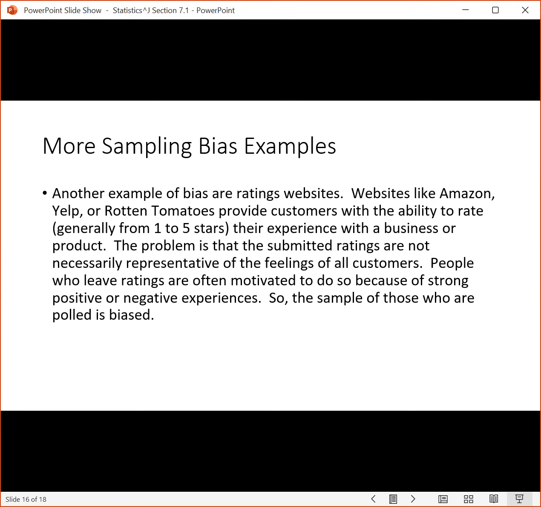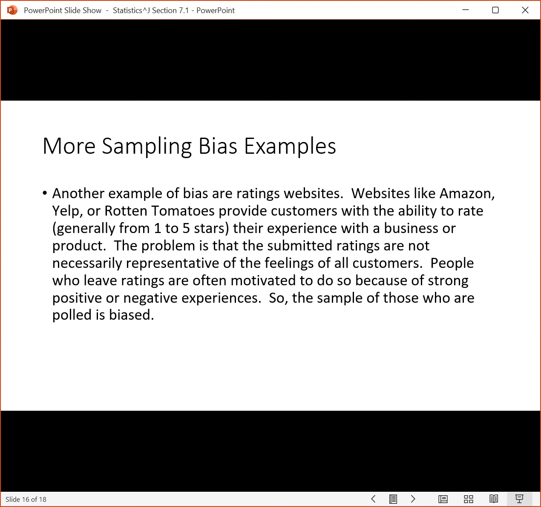More sampling bias examples. Another example of bias is ratings websites. Websites like Amazon, Yelp, or Rotten Tomatoes provide customers with the ability to rate, generally from 1 to 5 stars, their experience with a business or product. The problem is that the submitted ratings are not necessarily representative of the feelings of all customers. People who leave ratings on these websites are often motivated to do so because of strong positive or negative experiences.